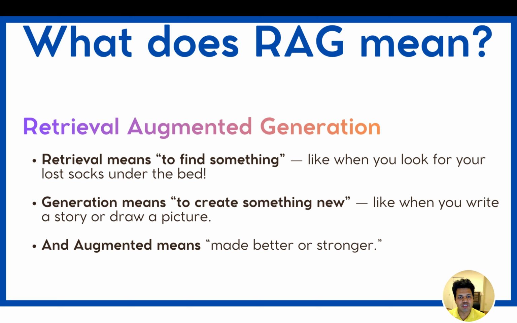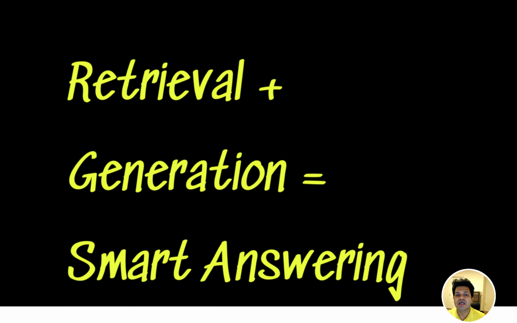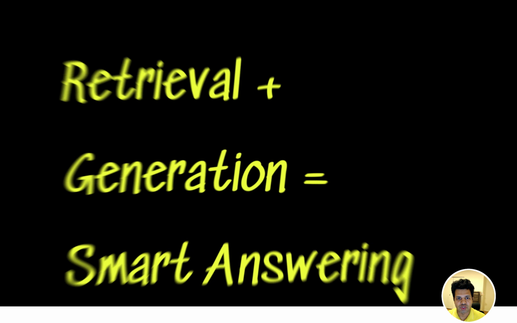For example, if ChatGPT doesn't know about your school's timetable, you can teach it to first look into the school's schedule document. That's called retrieval. And then explain it to you nicely in English. That's generation. So that's the RAG. Retrieval plus generation equals smart answering provided with the right information, meaning augmented information.